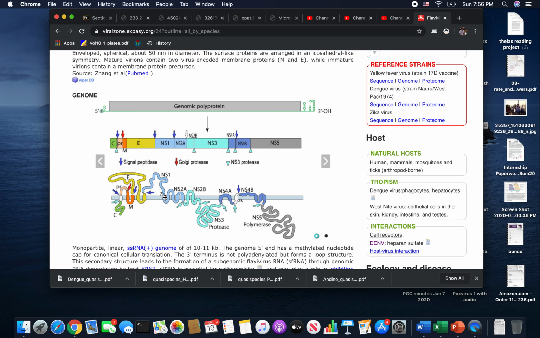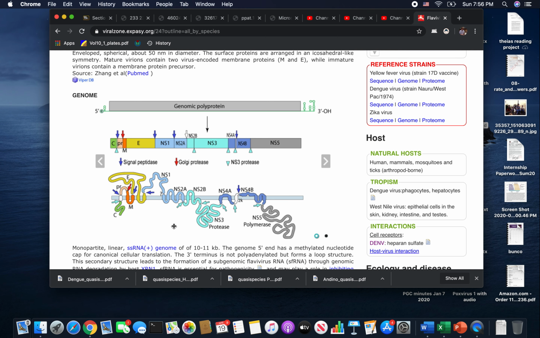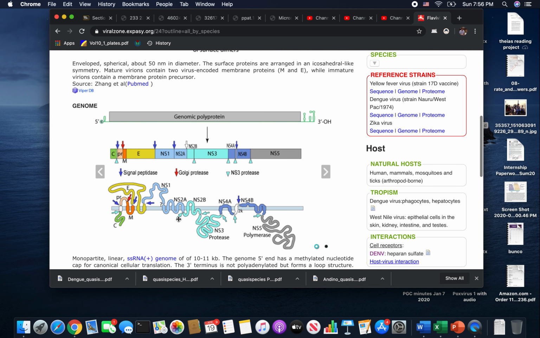There's a protease that we still aren't sure exactly which one that cuts between NS1 and NS2A. And then down here, the polymerase is there, and most of the cuts are going to be made by NS3, which is this sort of aqua-colored thing, and that's going to cut everywhere that there's a little aqua-colored arrow. And so, yeah, that's what they look like.